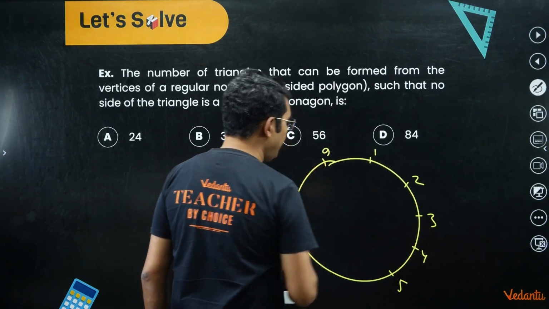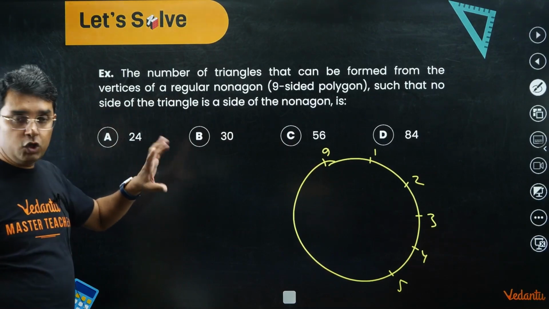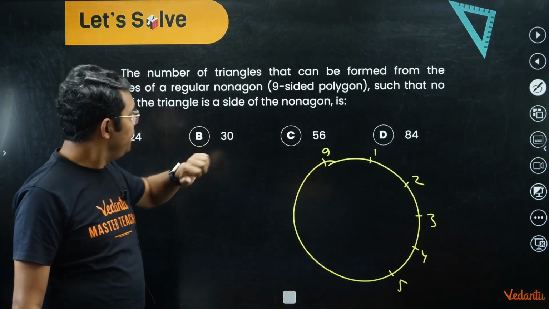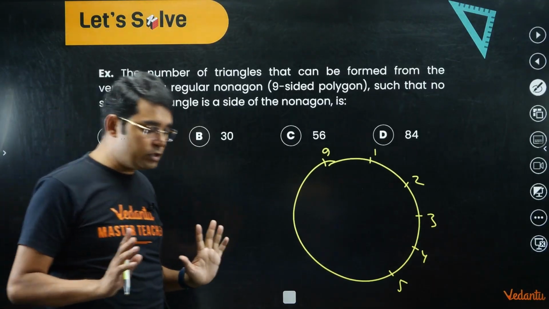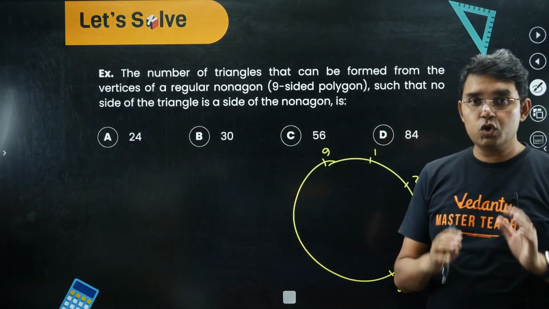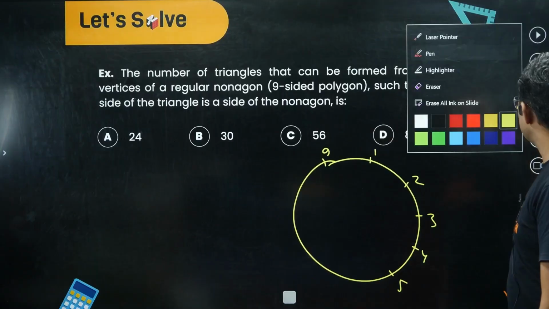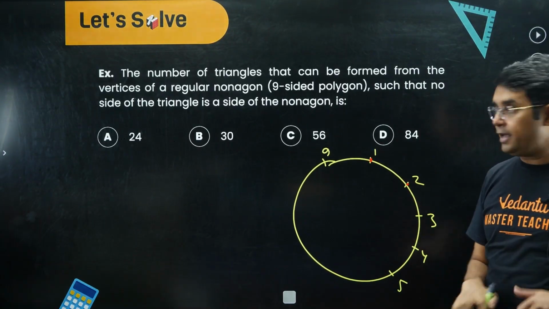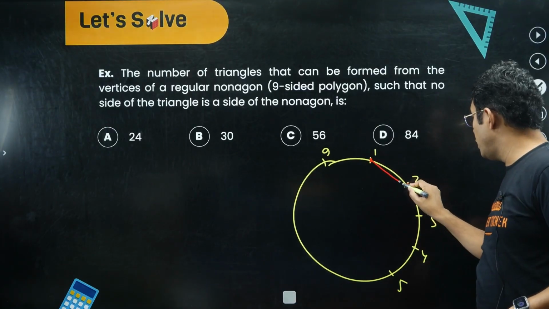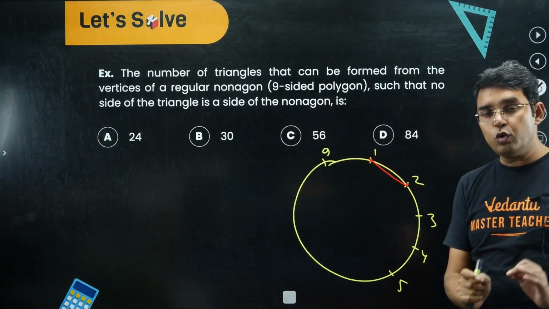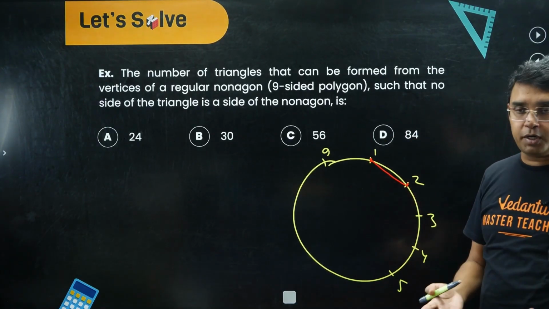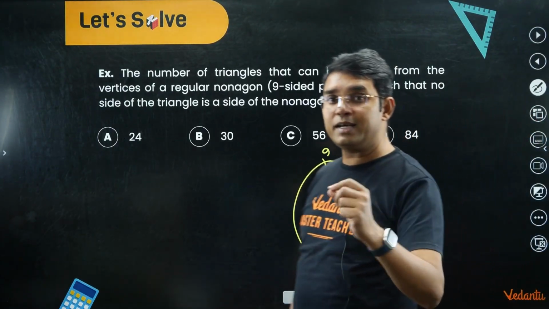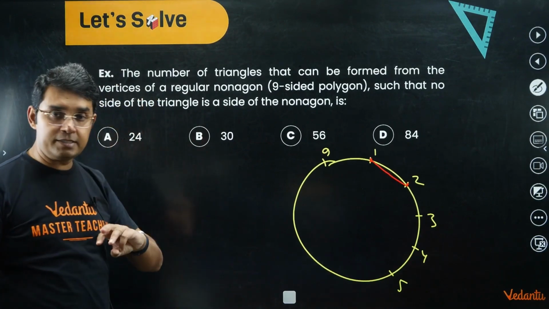Now if you have to make a triangle so that no side of the nonagon is a side of the triangle, that is only possible if you are not selecting 2 consecutive vertices. Suppose you select 1 and 2 both to make a triangle, then the side of the nonagon joining 1 to 2 will also be a side of the triangle, that we do not want. So this question is basically asking you to make the number of non-consecutive selections of 3 vertices out of 9.